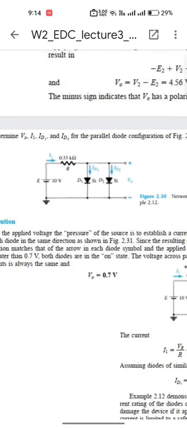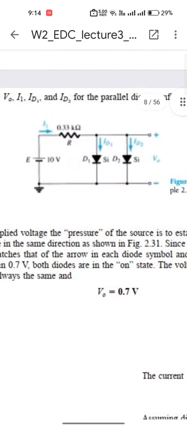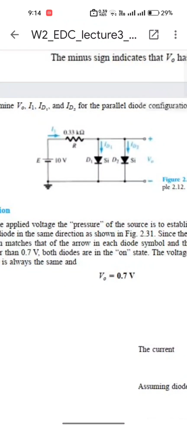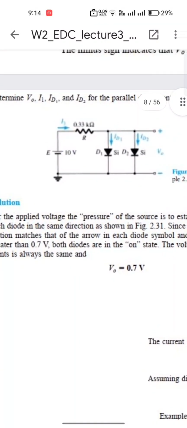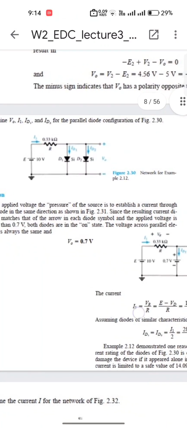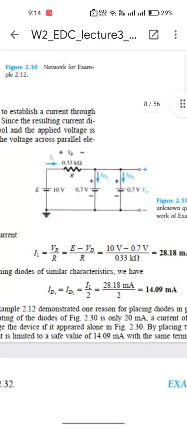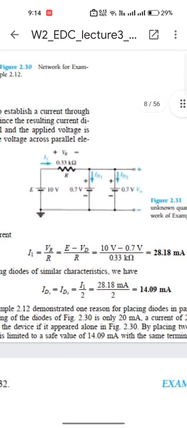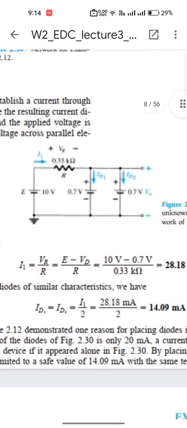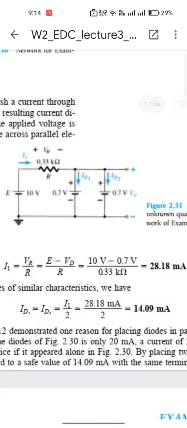For that purpose, first of all, we'll find this I1 that is flowing through this first loop over here. To calculate that, we simply use KVL. After using KVL and resolving it into a simpler form, we get this equation, and solving this equation gives us I1. So after that, we know this current, 28.18 milliampere, is present at this particular node. Then it has two main paths. One is for ID1 and the other is for ID2.